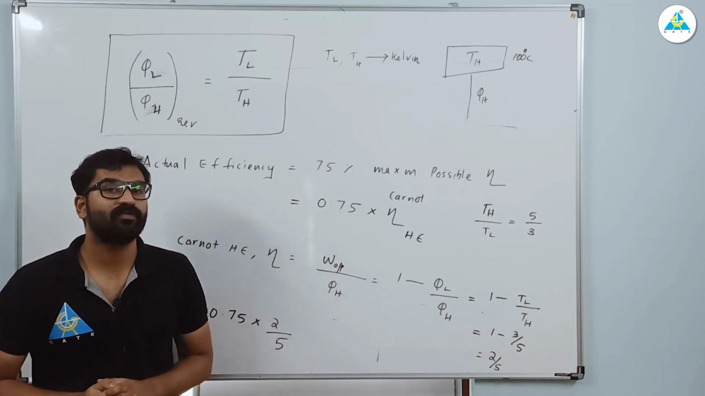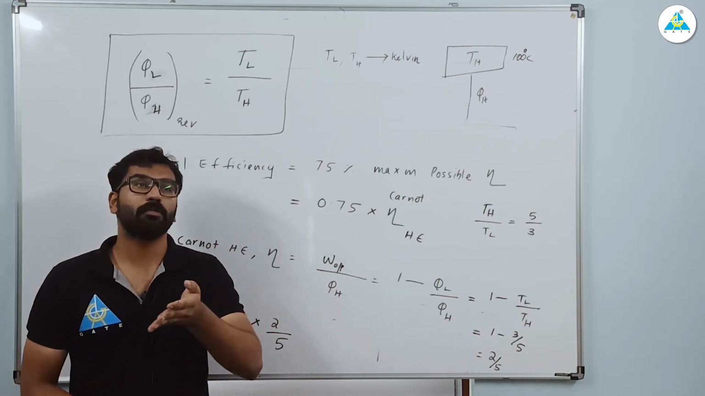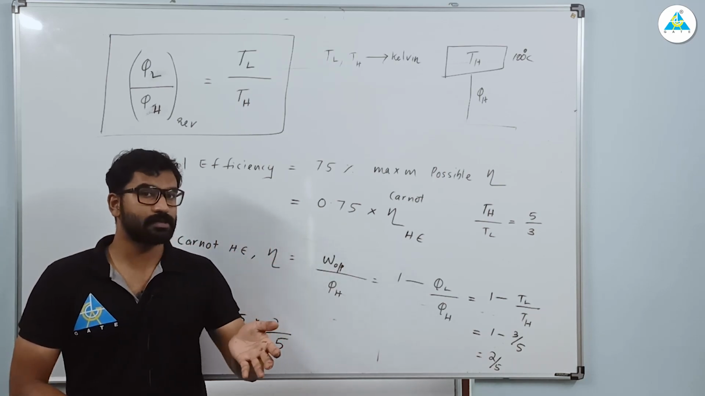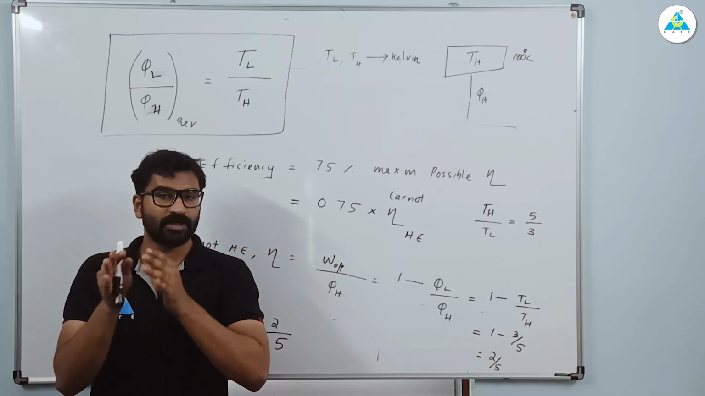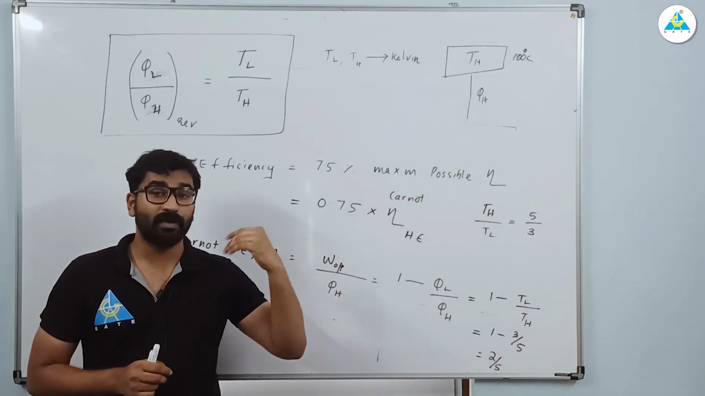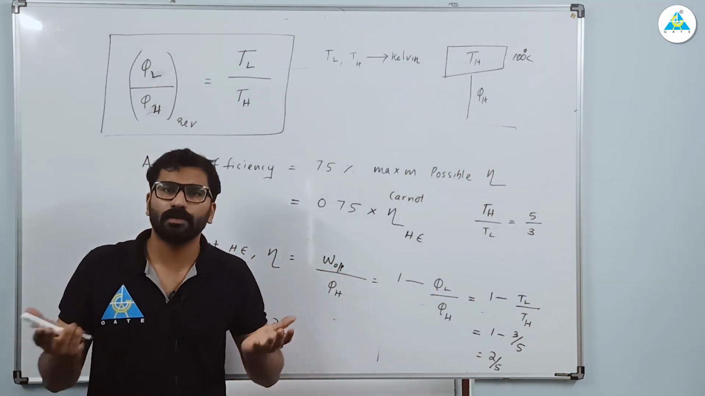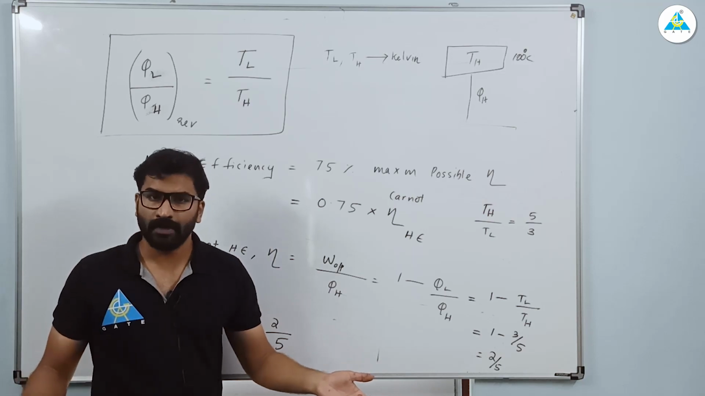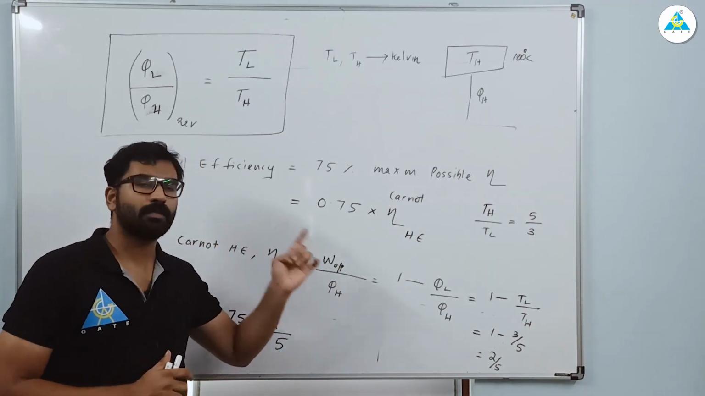What is the fraction of heat that is converted to work? If you remember, we have written this in the notebook: the fraction of heat supplied that is converted to work is called the thermal efficiency of a heat engine. Clear? So they are actually asking what? The thermal efficiency of a heat engine.